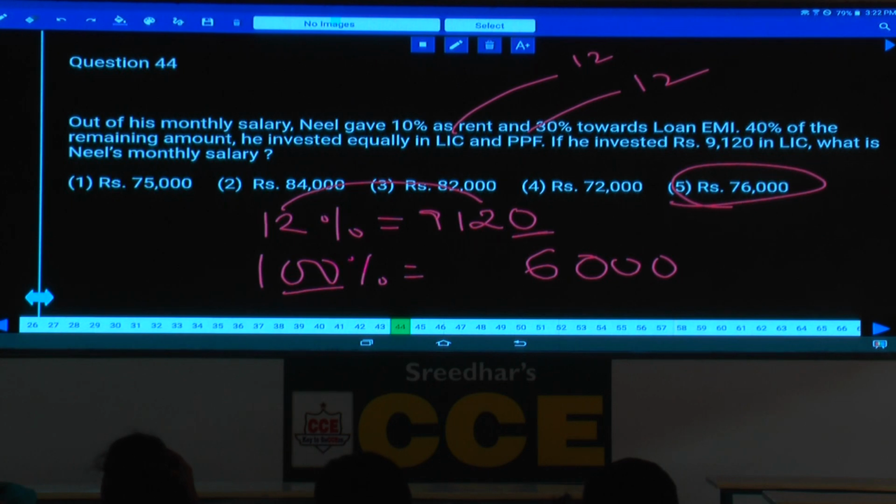Why are you getting 3 zeros here? Because 100 has 2 zeros and 9120 has 1 more zero. Hence we are getting 3 zeros, and then verify the last digit. Okay? Right.